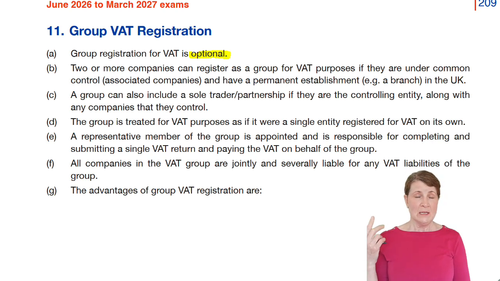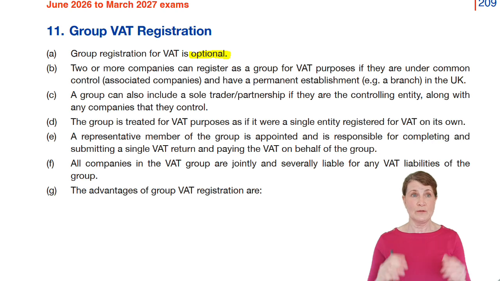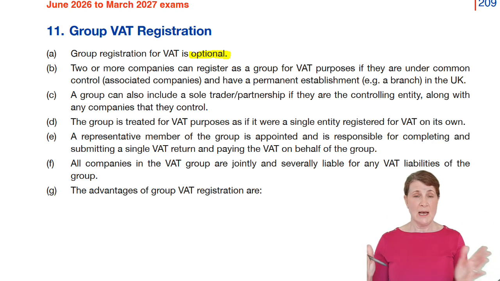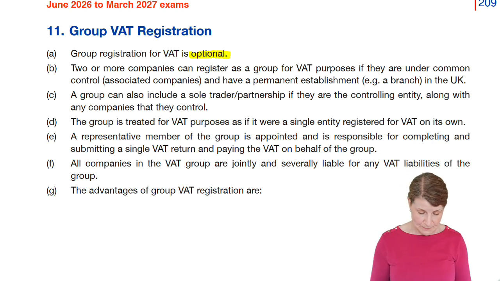Now, VAT group registration is very flexible as well as being optional. So if you do have 10 companies in a group, you might decide that you want to leave 4 of them out of the group. So therefore, you've got a VAT registration group covering 6 of those companies, and you leave the other 4 to do their own thing. So let's have a look at the conditions, the implications of being in a VAT group, and some of the advantages and the disadvantages as well.